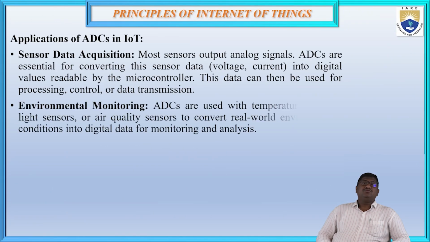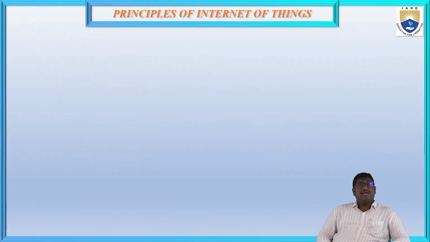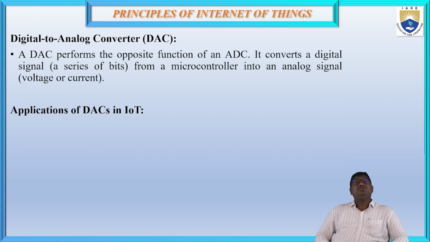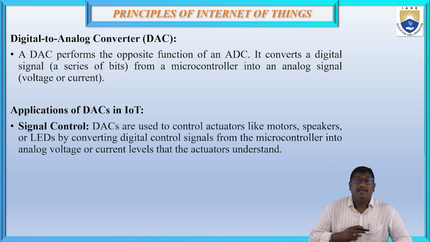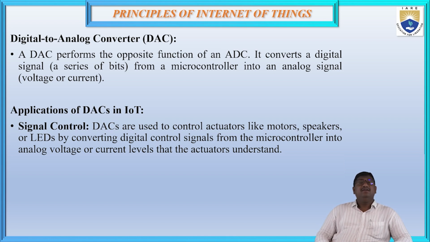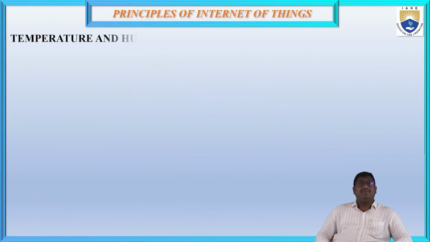And coming to the applications of ADC: sensor data acquisition, environmental monitoring, audio processing. These are the different kinds of applications of the analog to digital converter. Now, the digital to analog converter. A digital to analog converter performs the opposite function of an ADC, which is going to convert a digital signal from the microcontroller into an analog signal. Applications of DAC in IoT are signal control using actuators such as motors, speakers, audio signal generation, industrial automation. These are the different kinds of applications.